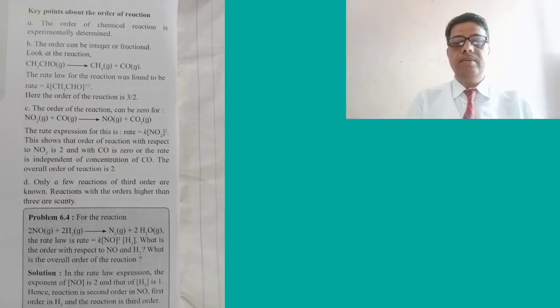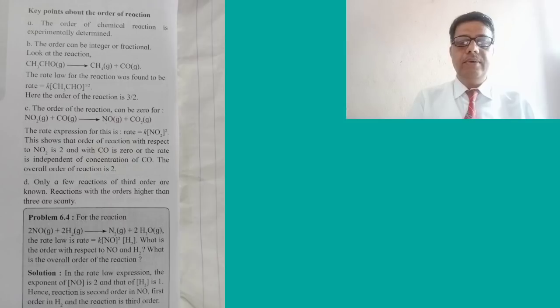The first point is that the order of a chemical reaction is experimentally determined. Second, the order can be an integer or fractional. Consider the example: CH3CHO gas, on decomposition, gives methane gas, CH4, plus carbon monoxide gas.